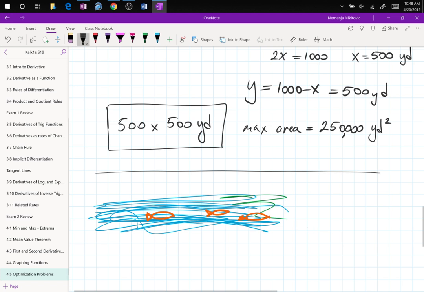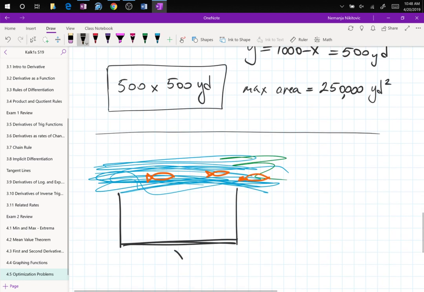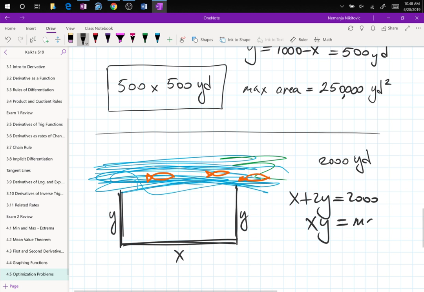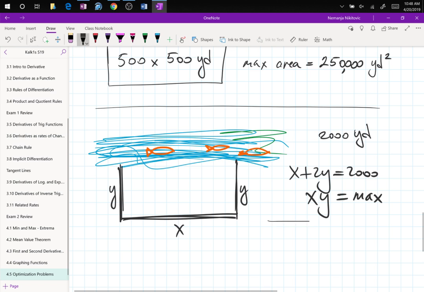Now, we put our xy plot of land where the black line represents the perimeter fence. So now what do I have? I still have 2,000 yards of fence. So what's it now? 2y plus x. Yes. So x plus 2y is equal to 2,000, and we still have xy equals a max because we are looking for the maximum. So this changes calculations.